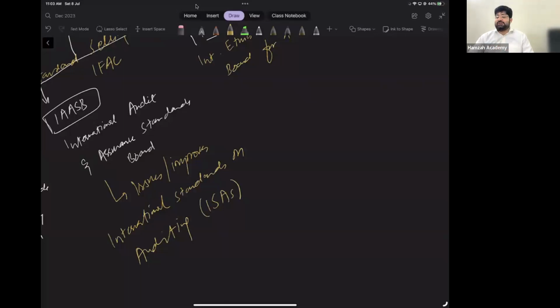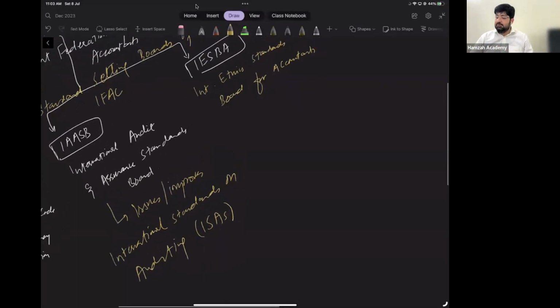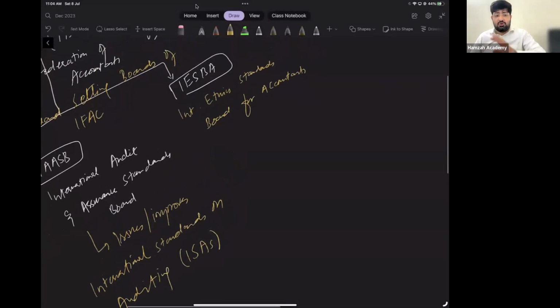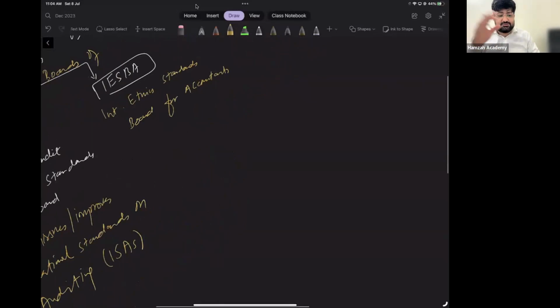Now, next point. So students, it issues other standards as well. I'm not going to talk about that right now. So we are talking about audit only. So IESBA, what does it do?